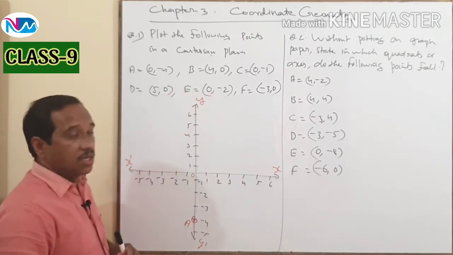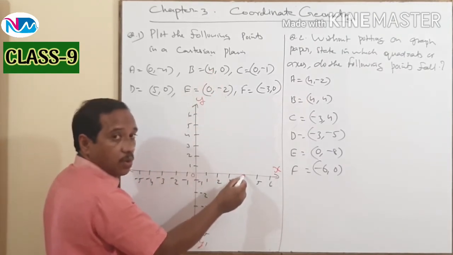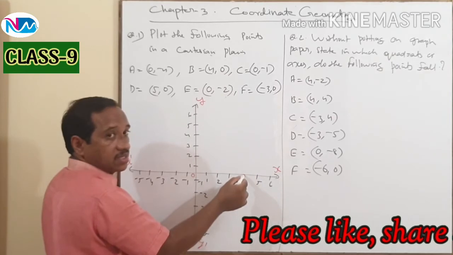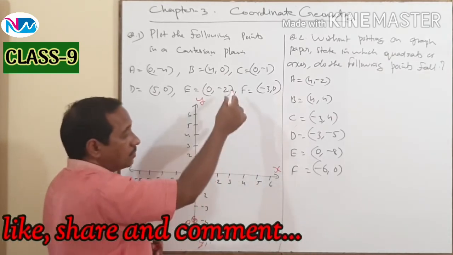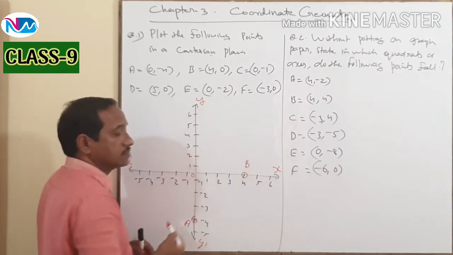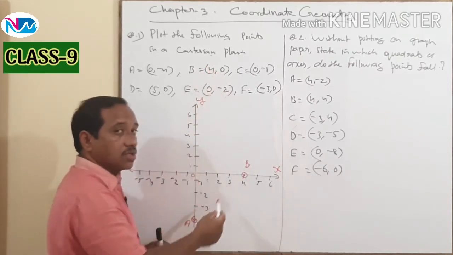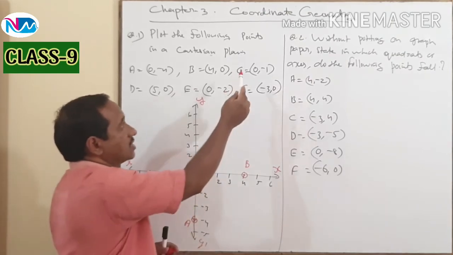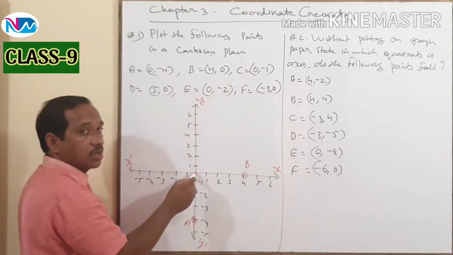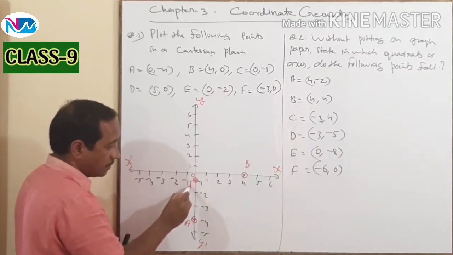The second point is B, whose x-coordinate is 4. X-coordinate 4 means positive. This is the point where x-coordinate is 4 and y-coordinate is 0, which means we don't have to move up or down. That is, this itself is the point B. It means that when the y-coordinate is 0, the point is on the x-axis. Similarly, the third point C has x-coordinate 0 and y-coordinate -1, which means we have to come down. So this is the point C.